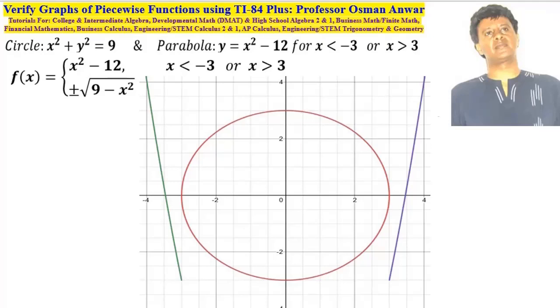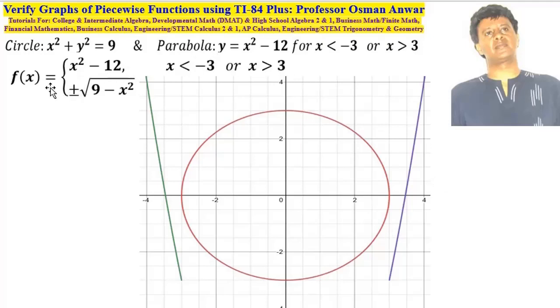So let's start. This is an example. We have a circle x squared plus y squared equals 9, and a parabola y equals x squared minus 12. This can be written as a piecewise function: f of x equals x squared minus 12, where x is less than minus 3 or x is greater than 3. So that's the parabola.